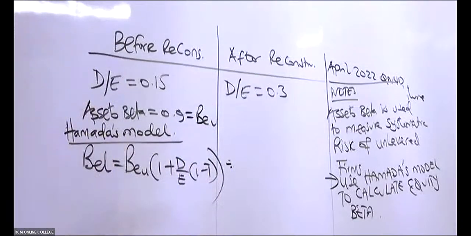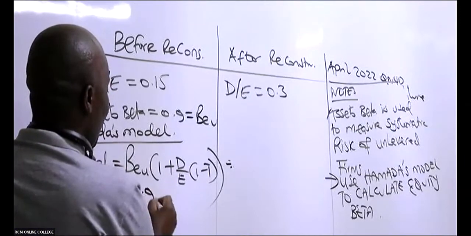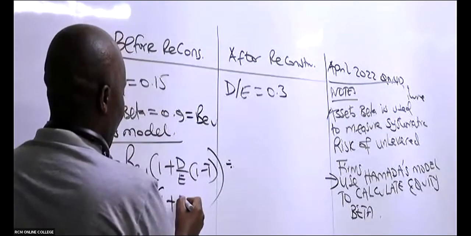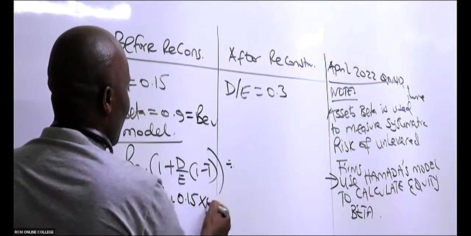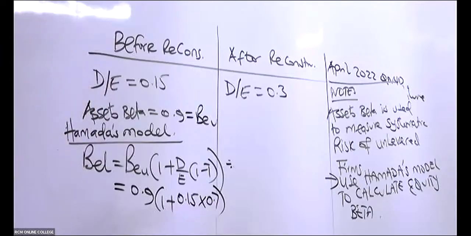Beta equity of unlevered. That means that BEU is 0.9 times 1 plus debt over equity, which is 0.15, times 0.7. I'm 101% sure that there are some ninjas here who do not know where I got 0.7 from.